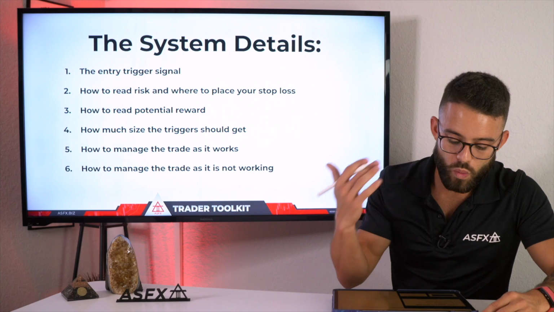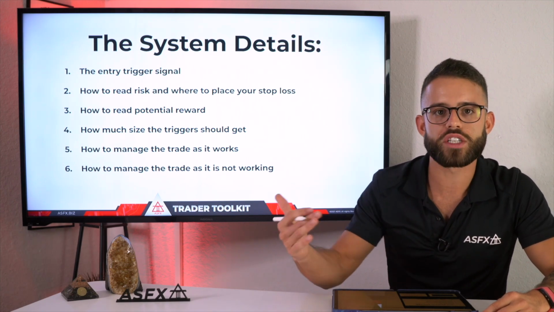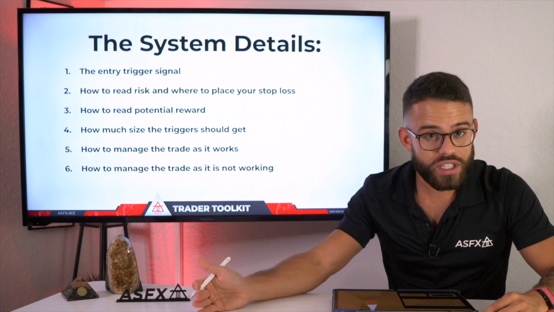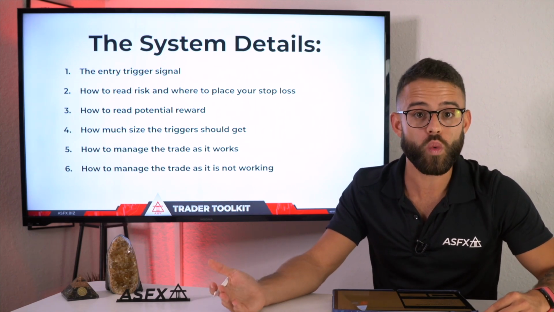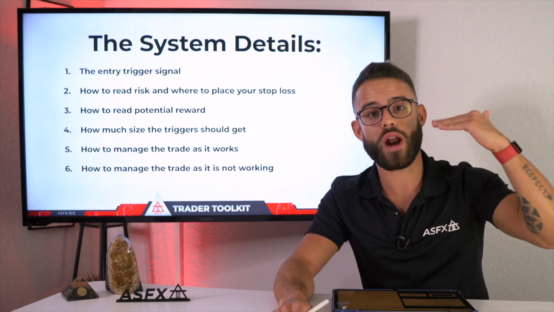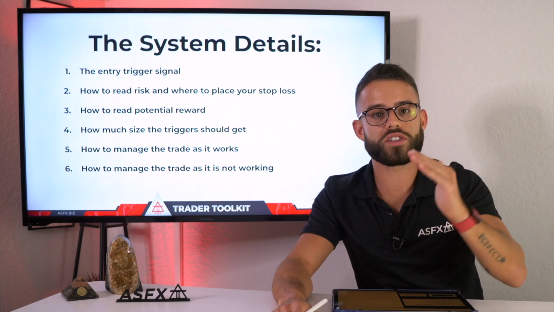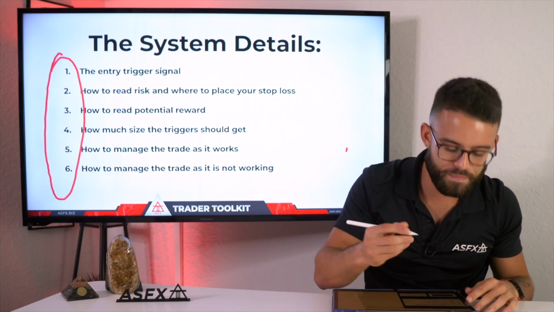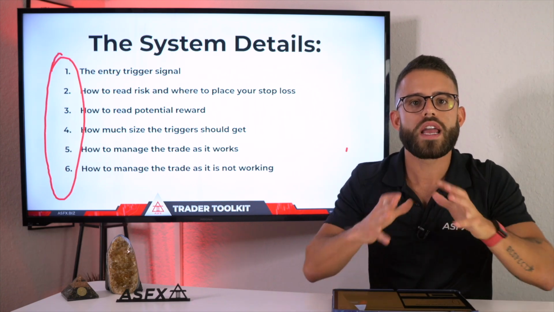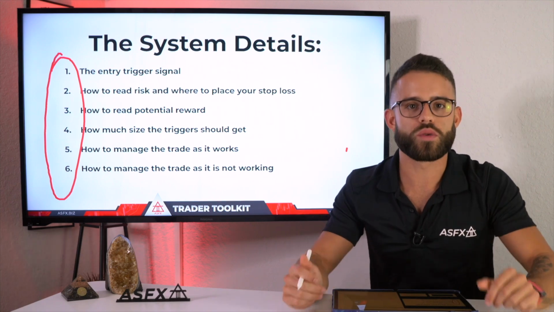Number 5, we want to know how to manage the trade as it works in our favor. And number 6, we want to know how to manage the trade as it's not working out as we thought it would. So you want to have exit signals for as the trade moves in your favor and exit signals if it's not moving in your favor. So together, these 6 components make up the majority of what goes into a trading plan.